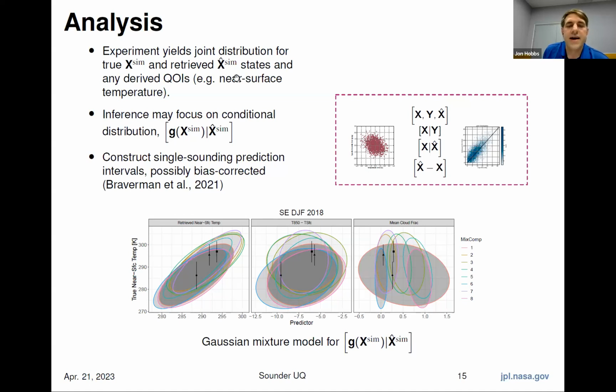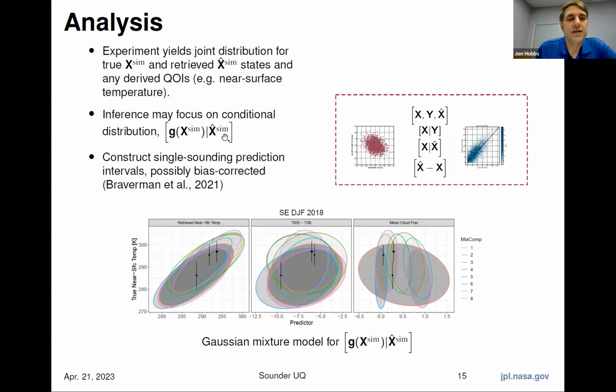The reason for doing that is that in our simulation experiments, we of course have all of that information available. But if we want to apply this to operational products, we have the retrievals, the X hat, from the operational products. So the insight we gain in assessing the simulation, we can apply to the operational products, where we can condition on that retrieved state.